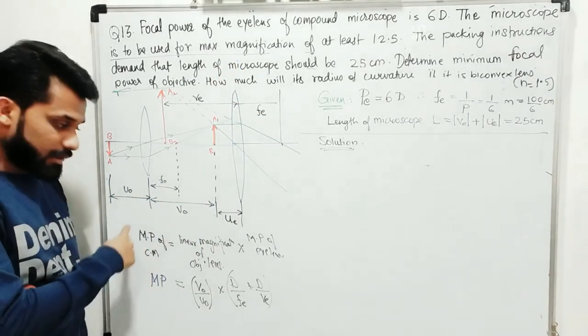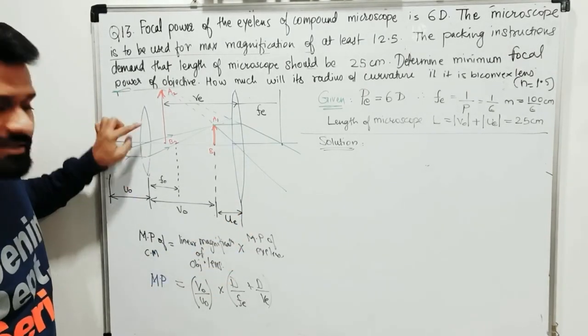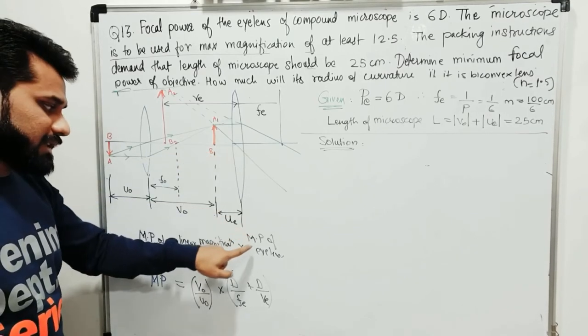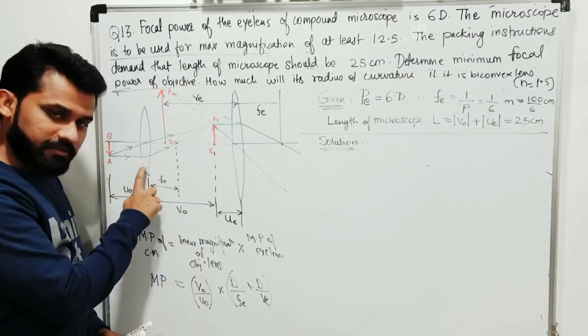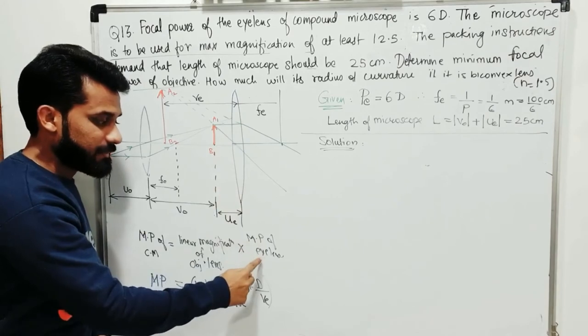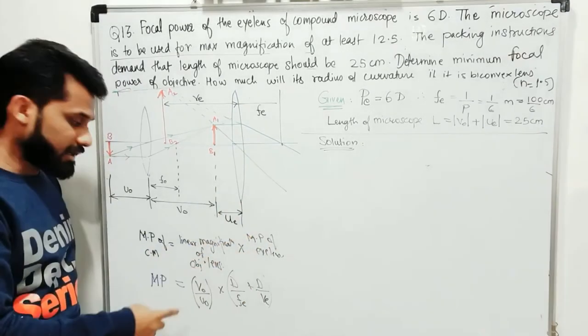Magnifying power of a compound microscope is basically the multiplication of two things. The linear magnification of the first lens and the angular magnification of the second lens, that is, the magnifying power of the second lens. Linear magnification of the objective lens, and the magnifying power of the eyepiece lens, meaning angular magnification. And the formulas for both are covered in theory.